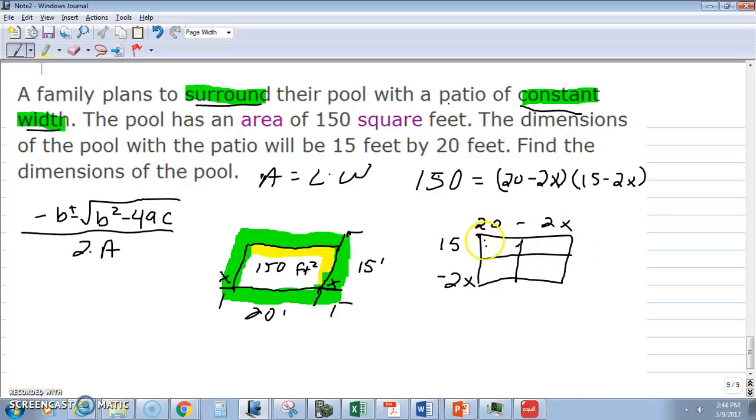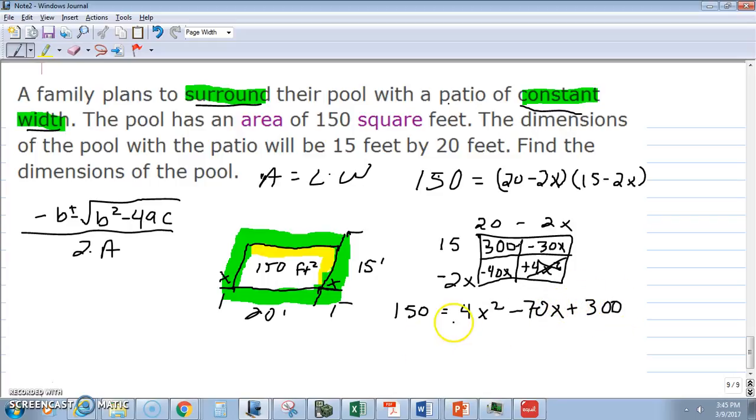Okay, so 15 times 20 is 300 positive. Negative 2x and positive 15 is negative 30x. Negative 2x times positive 20 is negative 40x. And negative 2x times negative 2x is positive 4x squared. So now I know I haven't changed anything. I've just made it look different: 150 is equal to 4x squared, that's this part here, right? And then I'm going to combine the middle term. So instead of just negative 40x and negative 30x, I have negative 70x. And then plus 300.